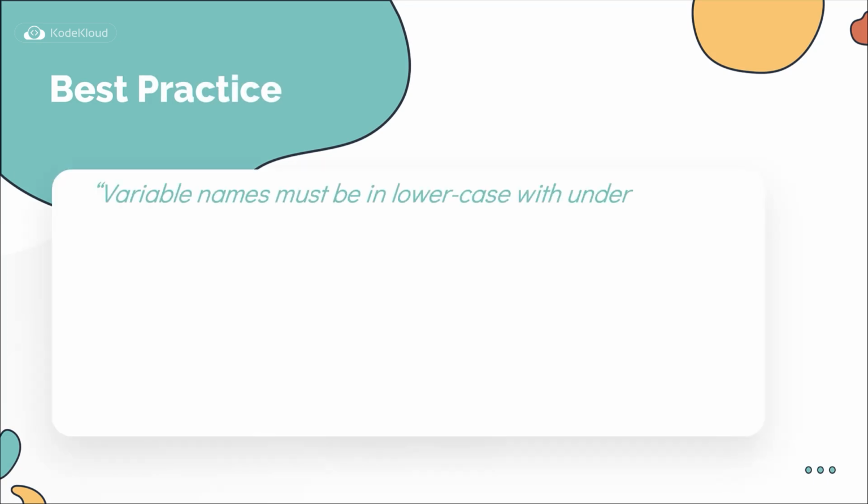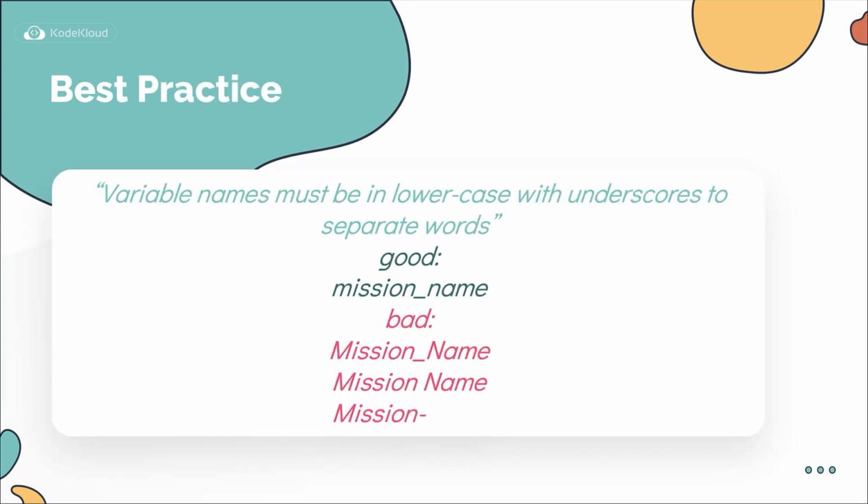When naming variables, follow the best practice of using lowercase only and with underscores to separate words. Here are some good and bad examples.